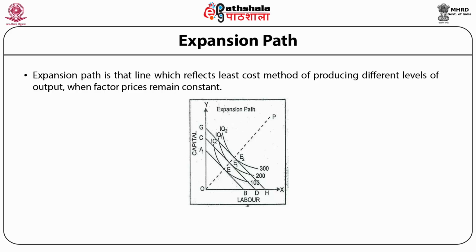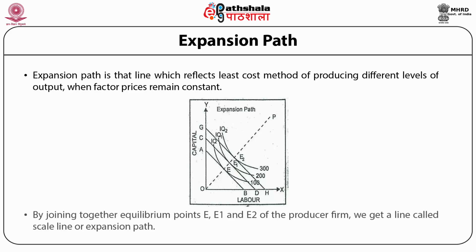If the financial resources of the firm increase further, cost of factors remaining unchanged, the new isocost line will be GH. It will be tangent to isoquant curve IQ2 at point E2, which will be the new and higher equilibrium point of the firm. By joining together equilibrium points E, E1 and E2 of the producer firm, we get a line called scale line or expansion path.